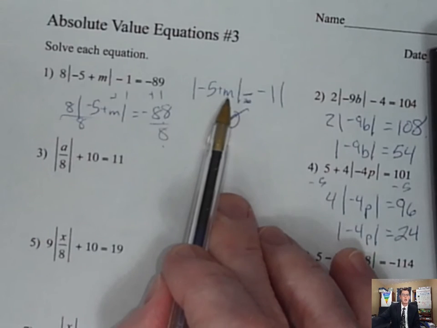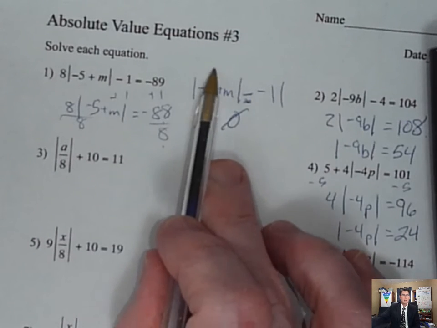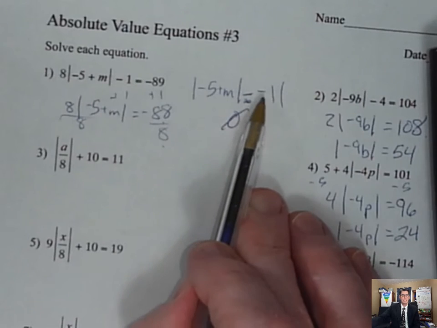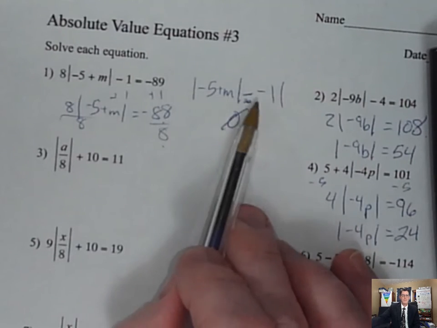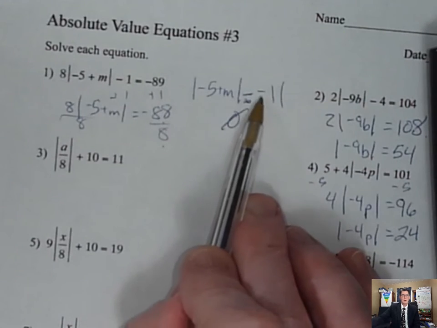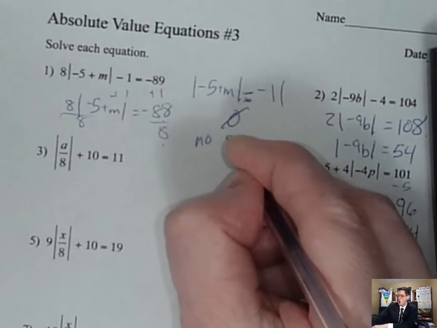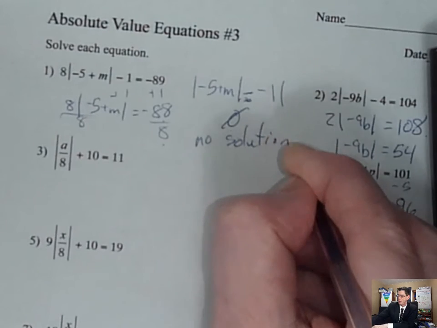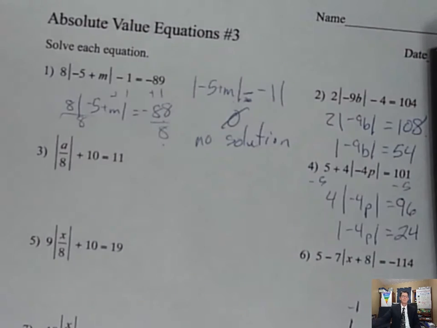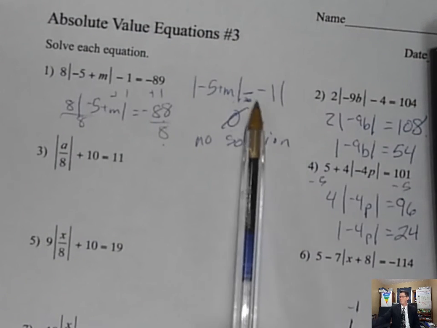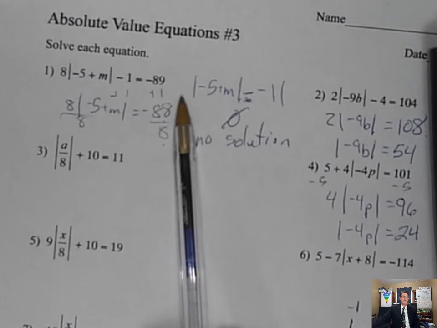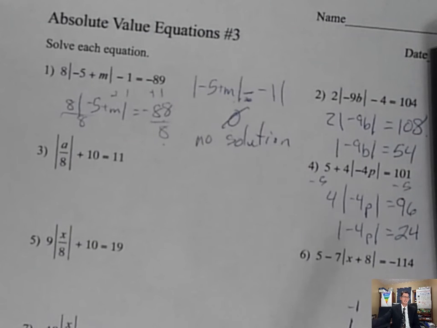There's no number you can put in place of m to make the absolute value of this equal to negative 11. If you ever isolate the absolute value and it's equal to a negative number, the answer is no solution. There's nothing you can put in there, nothing you can do to that m, nothing you can accomplish to make it negative, because this absolute value overrides it, makes it impossible.